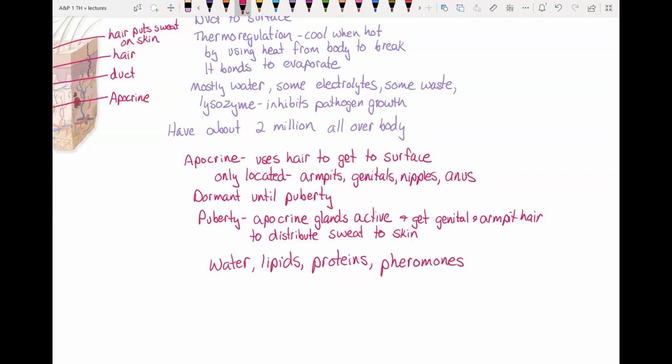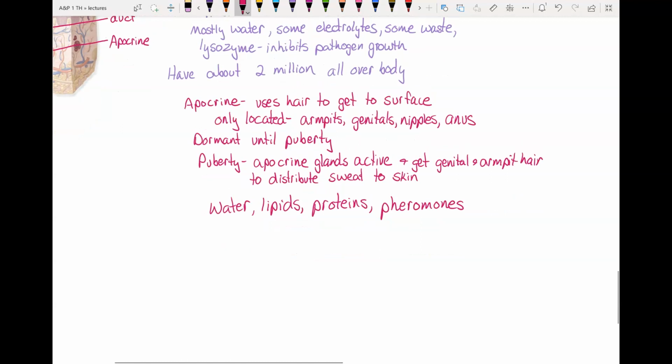So you may have heard of pheromones. Pheromones are involved in attraction. So this all goes together. You have these sweat glands your whole life. They become active at puberty, and puberty is when the body's getting ready to reproduce. And pheromones are what attract a mate. So think about other animals and pheromones. It's not just humans. All mammals have them.